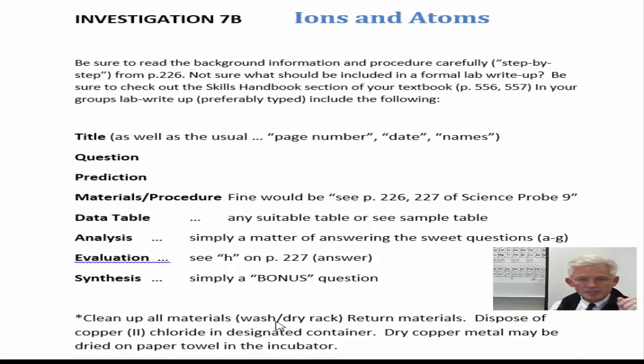Make sure you clean up all the materials and dispose of the copper 2 chloride. I have a container out there. We don't want to kill any fish. You're actually going to make copper metal from an ionic solution of copper 2 chloride here, so you do have the option of drying the unrefined copper metal on a paper towel, and you could actually heat it and turn it into the metallic bonds that you recognize in your friendly neighborhood pennies, if you've seen any of those lately.